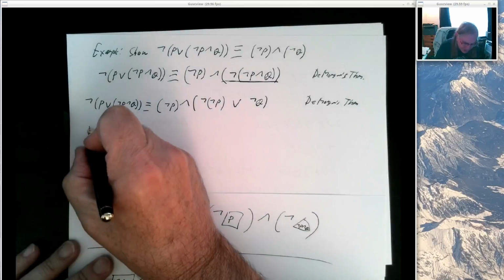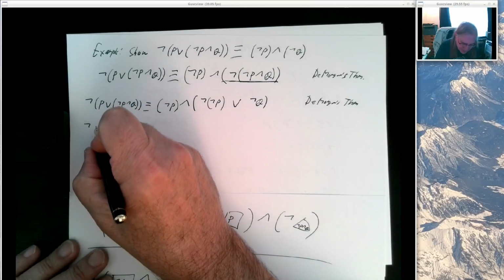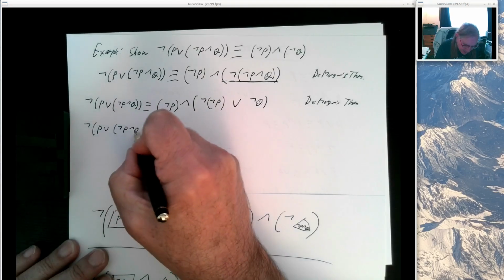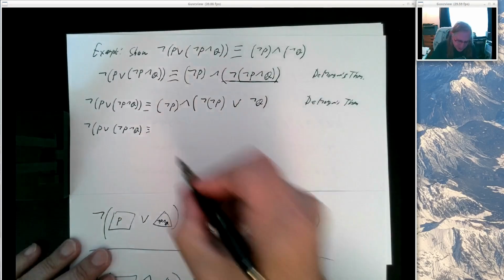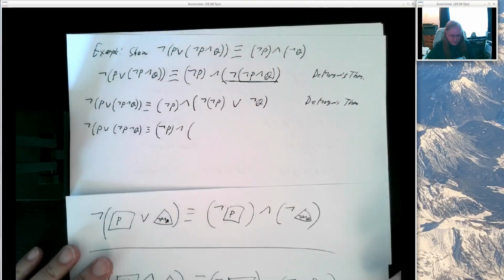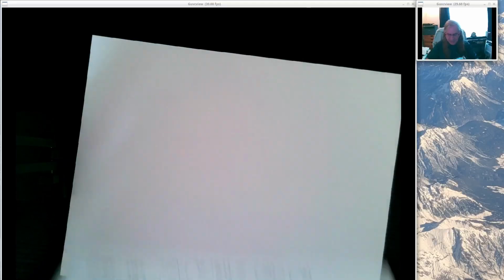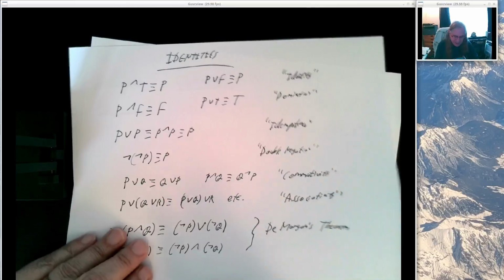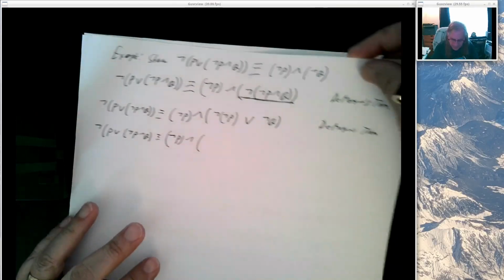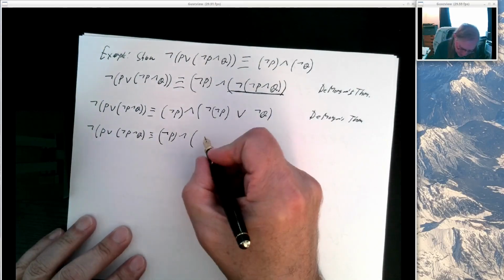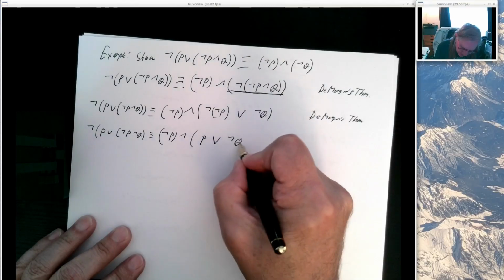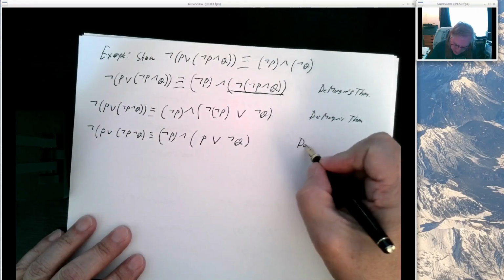All right, I'm going to keep going. Not P or not P and Q is equivalent to, I'm going to leave my not P here, and we have a rule called double negation, right? Double negation says not not P is equivalent to P. So this not not P, I'm going to replace that with P or not Q, and that's double negation.